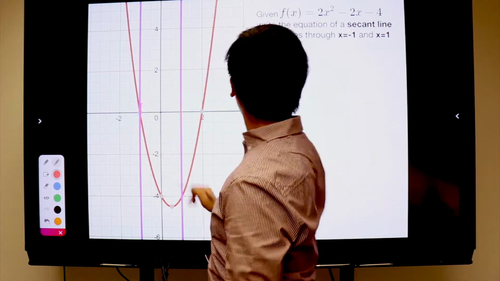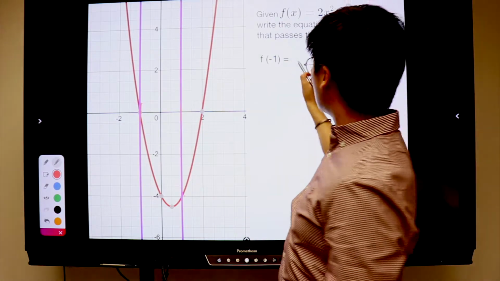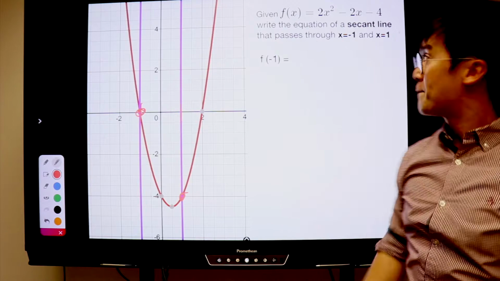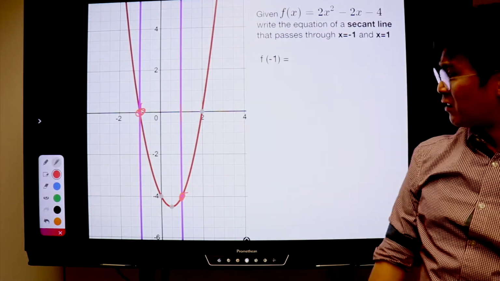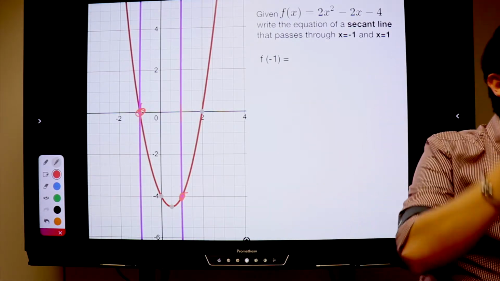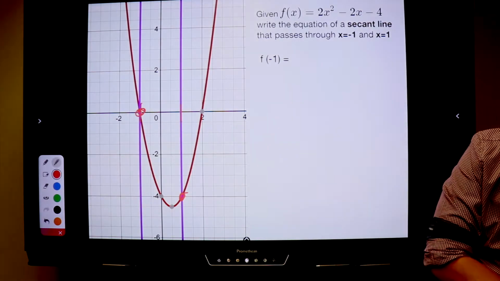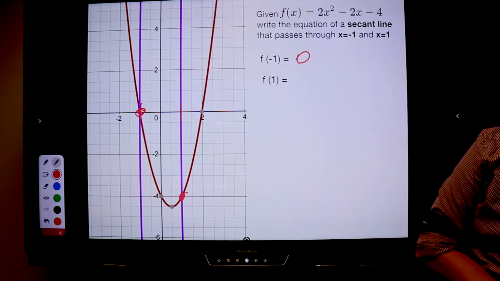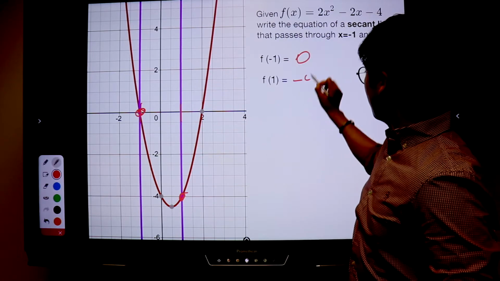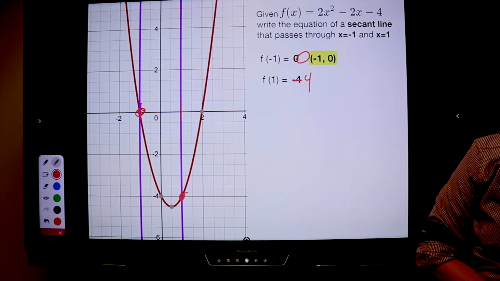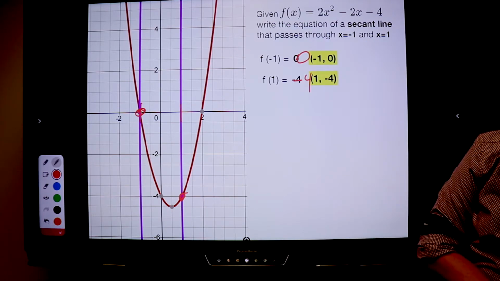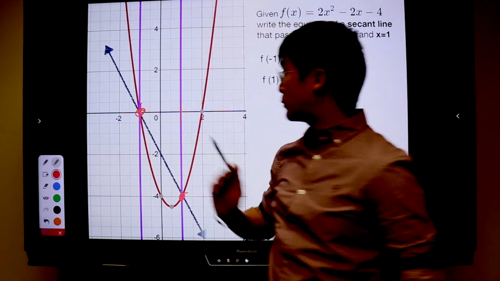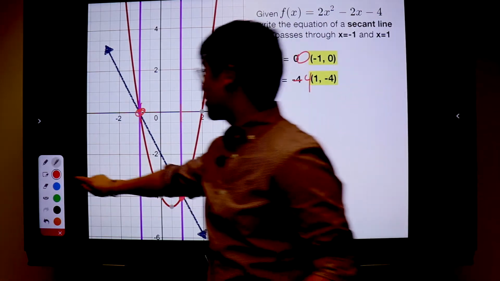So we have here our f of -1 because we need to find this point, right? And we need to find this point as well. And to do that, you just have to substitute or just look at the graph. Those are the 2 ways on how to find the f of -1. So what is f of -1? 0. What is f of 1? -4. All right, so we have 2 points now, right? So now that we have this point and this point, we are now going to produce our secant line. So now we have another secant line.